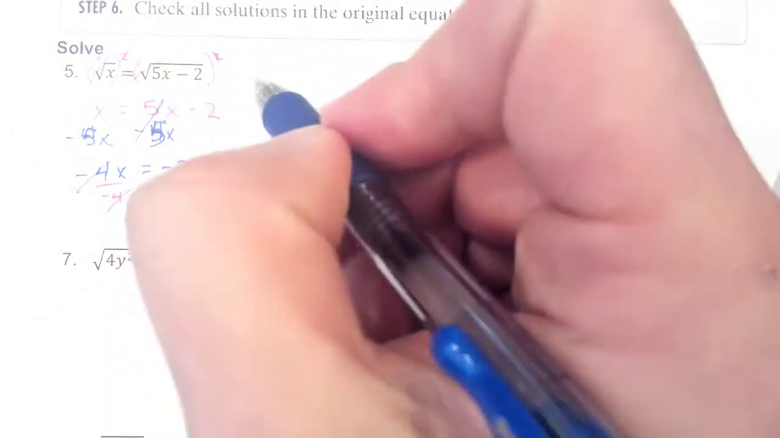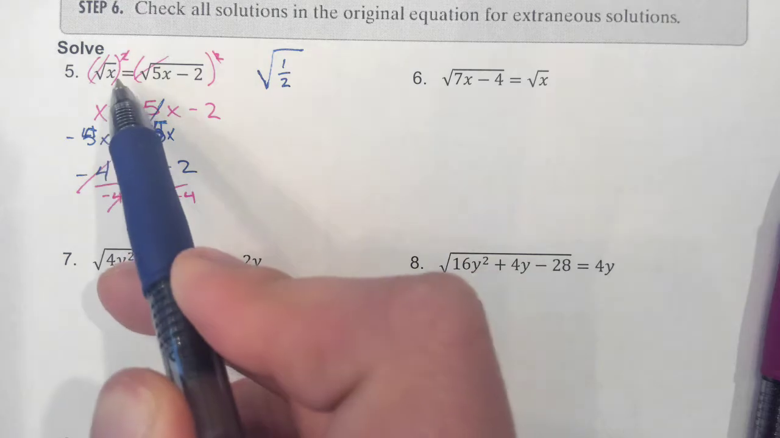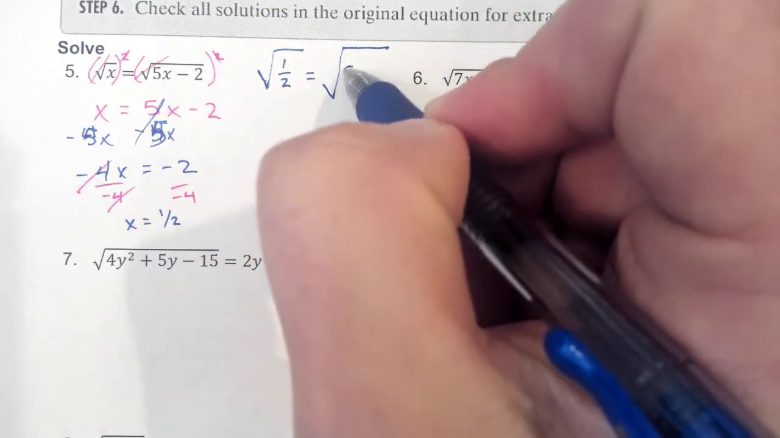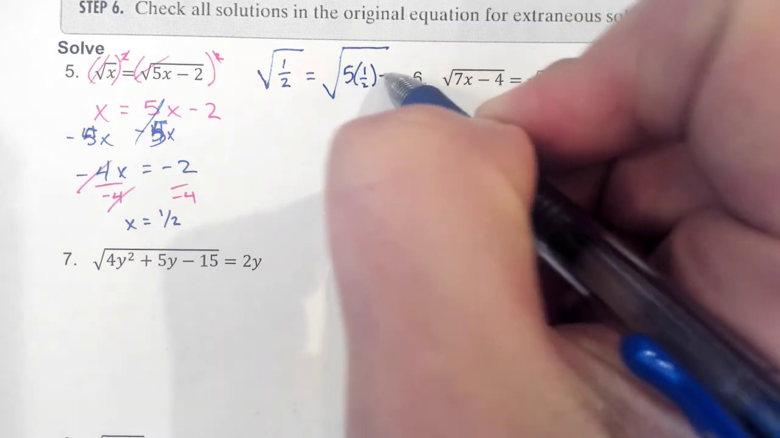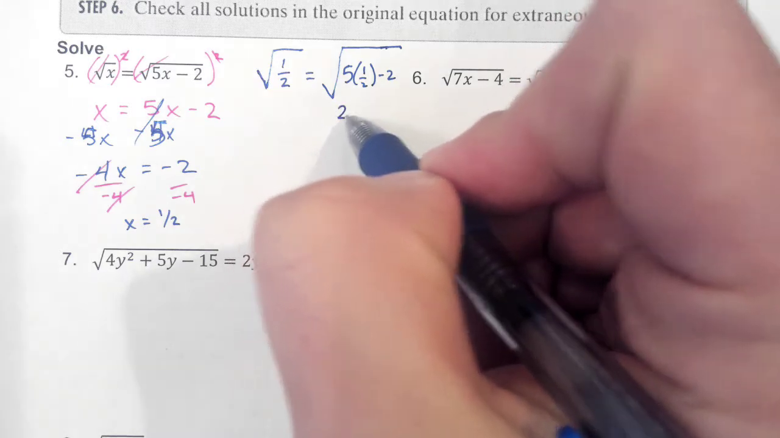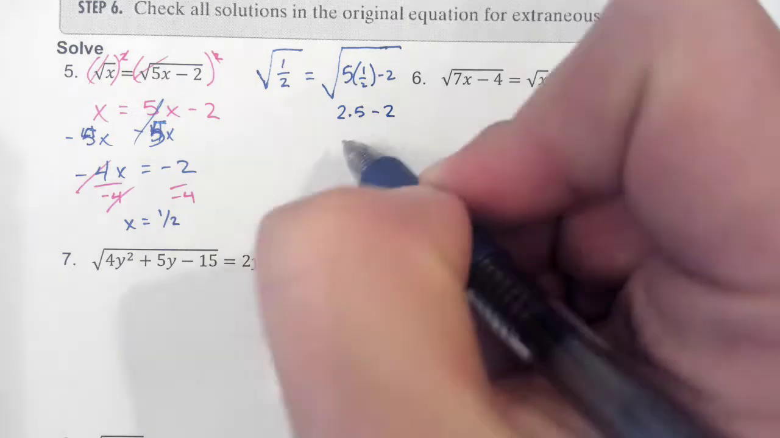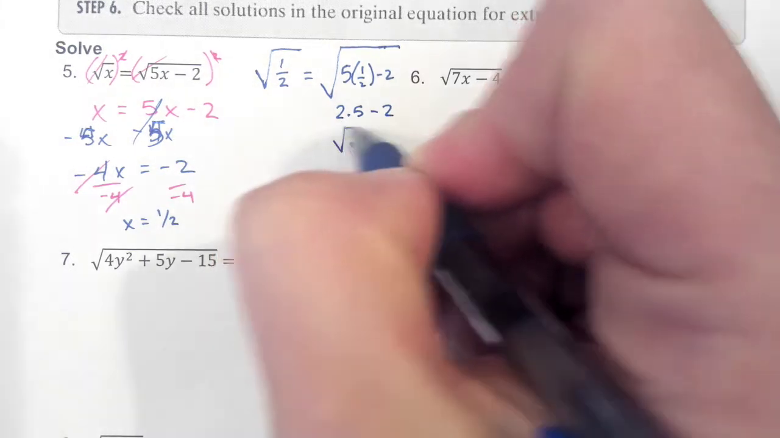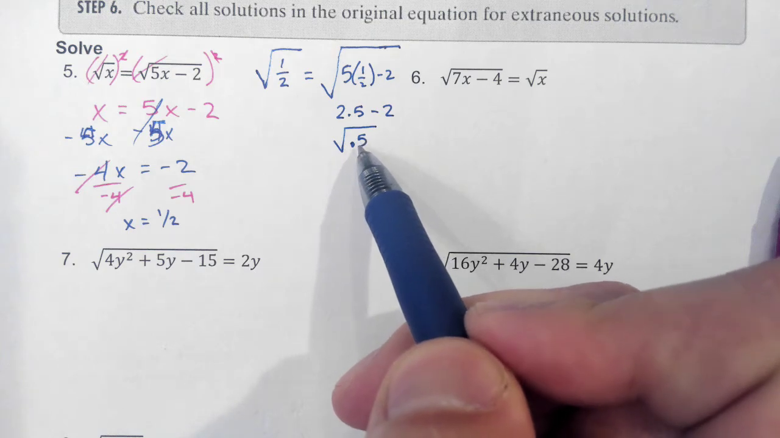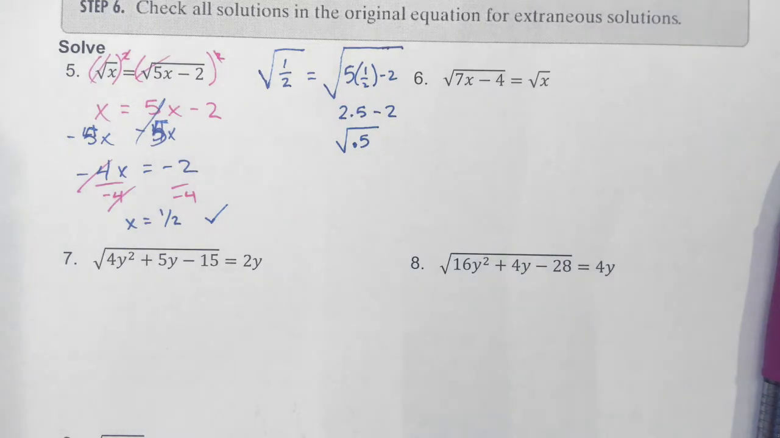Now I'm not going to find what is the square root of 1/2. I'm just going to write that's supposed to be the square root of 1/2 on the left side of the equation. On the right side, I have 5 times 1/2 minus 2, right? So 5 times 1/2 is 2.5, or half of 5 is 2.5. And 2.5 minus 2 is 0.5. So I have the square root of 1/2 is equal to the square root of 1/2. So those are the same things on both sides of the equation. So that did check.